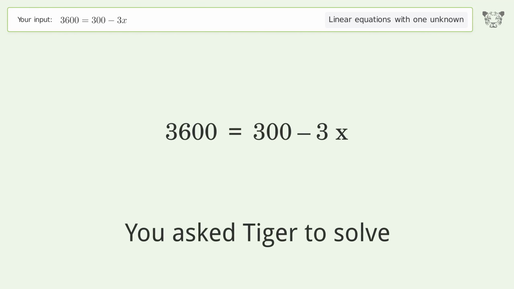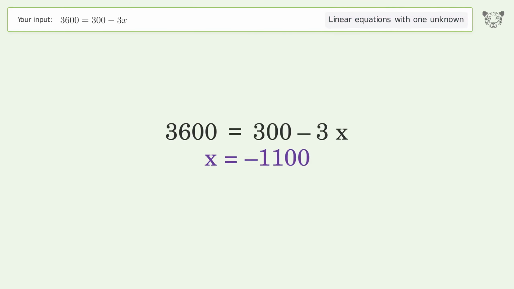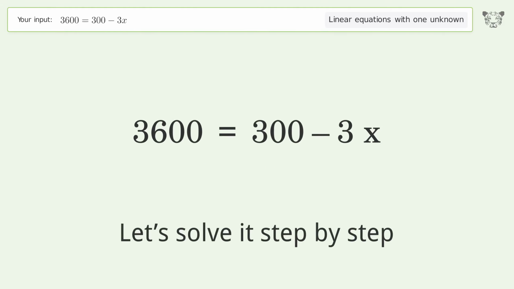You ask Tiger to solve. This deals with linear equations with one unknown. The final result is x equals negative 1,100. Let's solve it step by step.